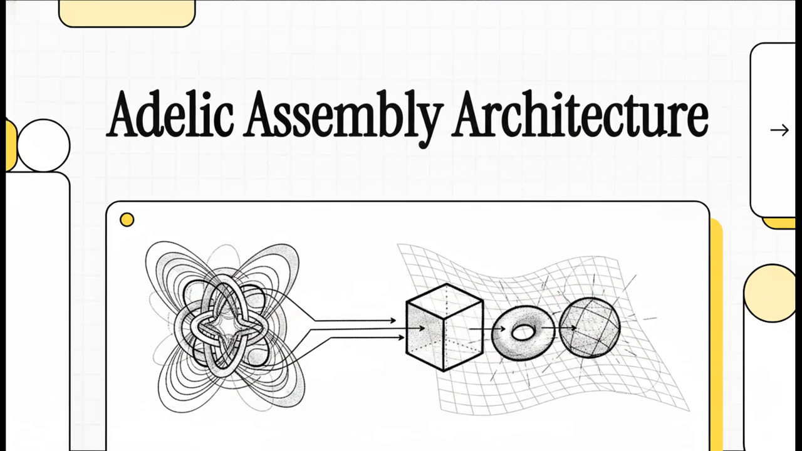All right, let's jump right into this explainer. Today we're tackling something totally mind-bending. We're going to examine the exact equations that let us translate abstract topology directly into the physical structure of spacetime itself. We're unpacking a framework known as the Adelic assembly architecture, and I promise you, it's going to completely change how you visualize the physical world around us.